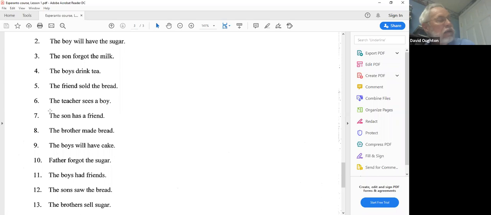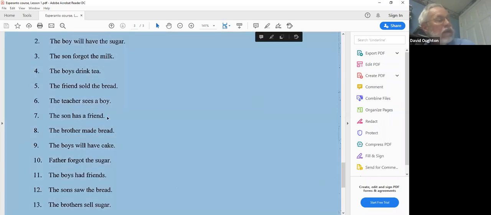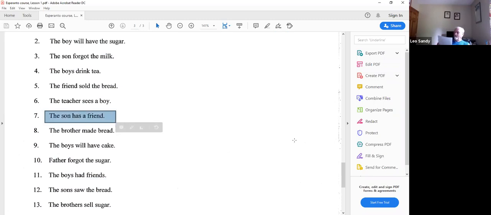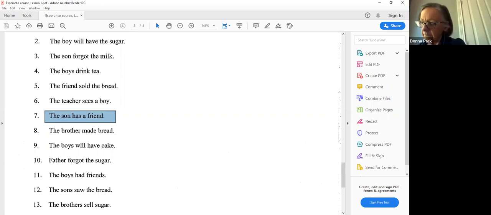The son has a friend. So again, la amiko. No, you don't need the la. The son. Havas amikon. La filo. Filo is son. La filo havas amikon. H-A-V-A-S for has, because it's in the present. It's the son, la filo, havas amikon. So you need an N on the end of amiko, because it's a friend. But no la before amikon. It's just a friend. Okay? So number seven again. La filo, the son, havas, has a friend, amikon.